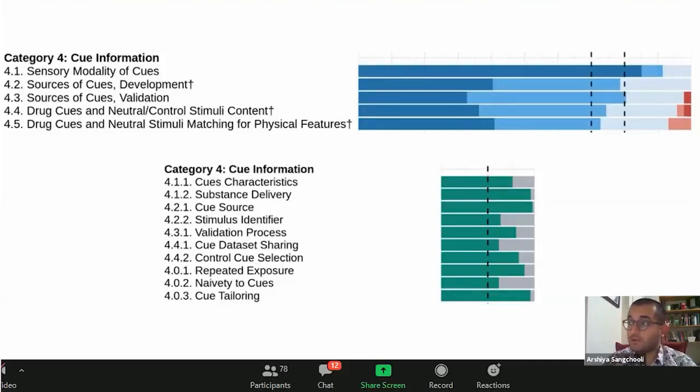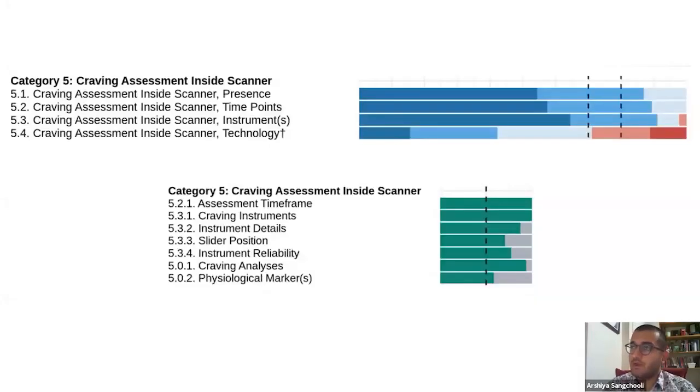And it also should be mentioned how and whether, in fact, the drug cues and other cues, for example, neutral stimuli that have been used in this study have been matched for any factors, for example, their lighting, their visual content, and so on. The next category is craving assessment.